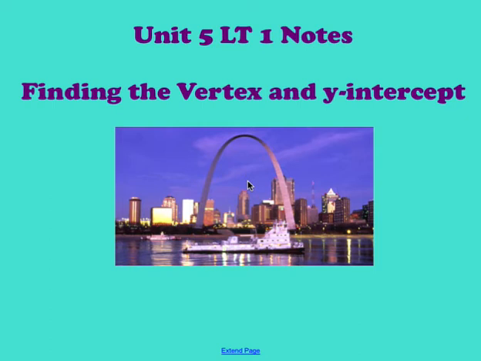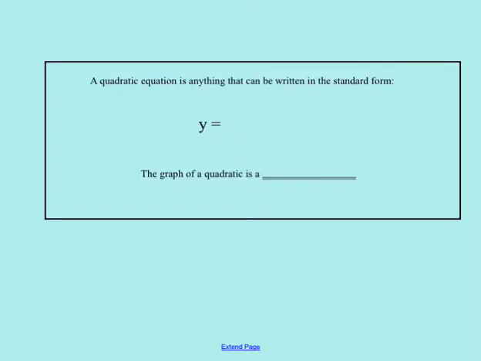This is Miss Humbert here, and today we're going to start our very first notes of Unit 5, Notes 1. So today we're going to talk about finding the vertex and the y-intercept. This is probably something you don't know what it is yet, so we're going to start by talking a little bit about that. So when you're graphing a quadratic equation, that's what we're going to be doing for the first part of the unit.